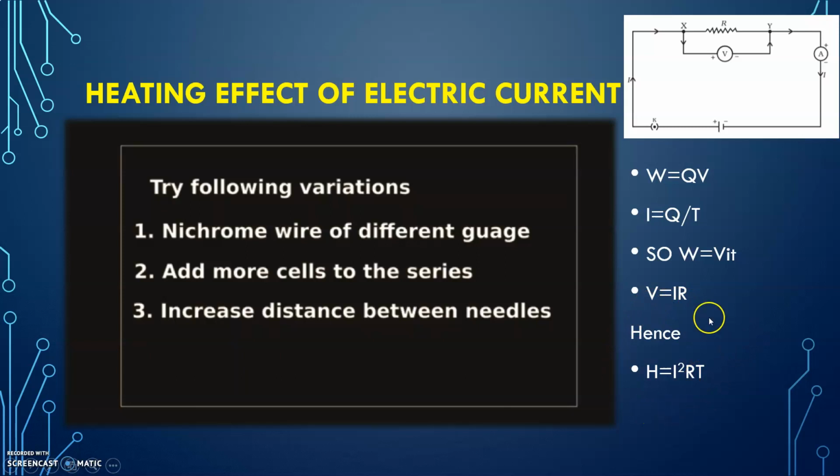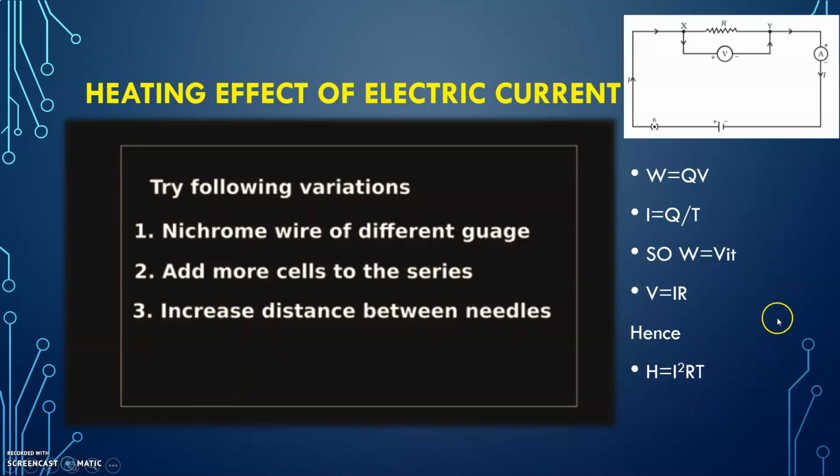So this is also known as Joule's heating effect, which implies that heat produced in a resistor is, firstly, directly proportional to the square of current for a given resistance. Secondly, it is also directly proportional to resistance for a given current. And thirdly, directly proportional to the time for which current flows through the resistor.